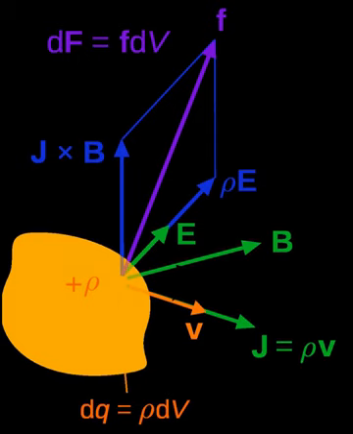(E ⊗ E plus H ⊗ H minus (E squared plus H squared) over 2 times I), where ⊗ is the dyadic product and the last tensor is the unit dyad I.